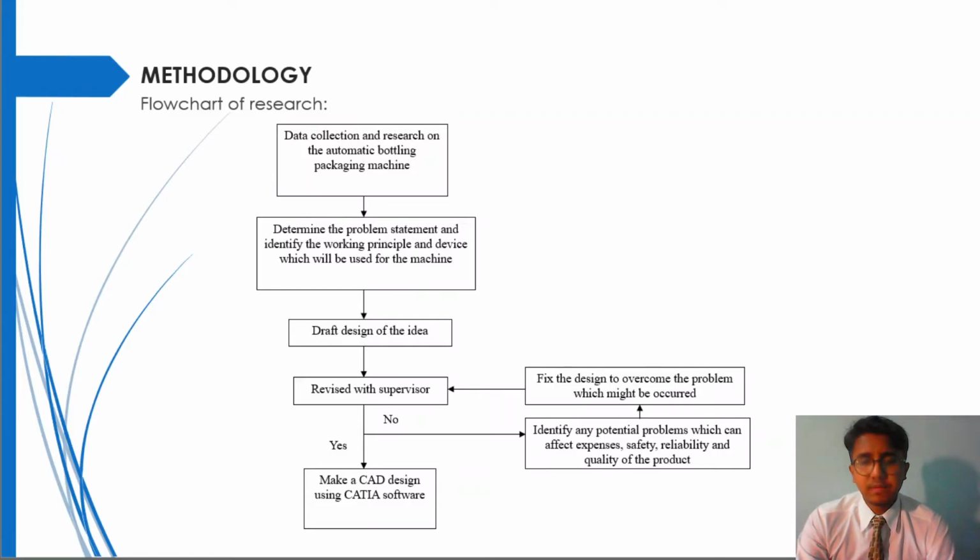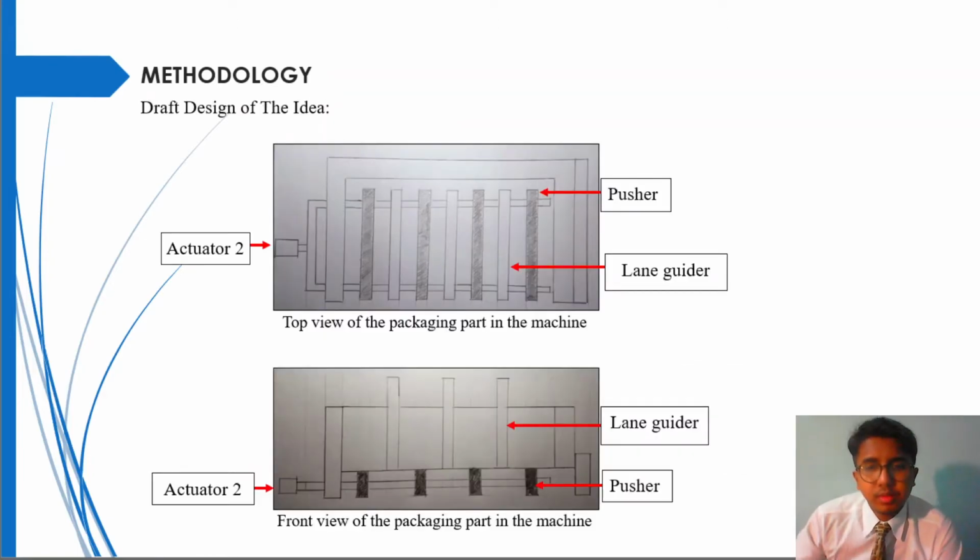After the design is proper and evaluated by the supervisor, the CAD design using CATIA software is made. Now we're moving on to the draft design of the idea. The design is drafted and sketched on paper.